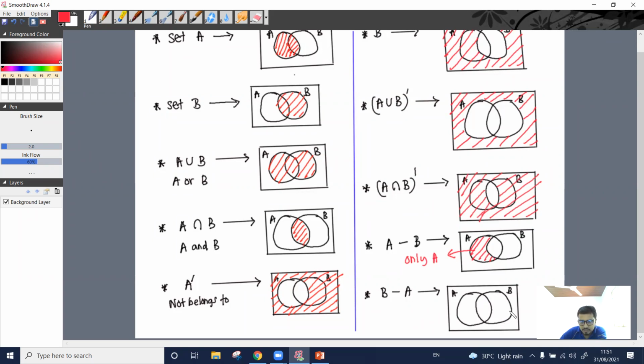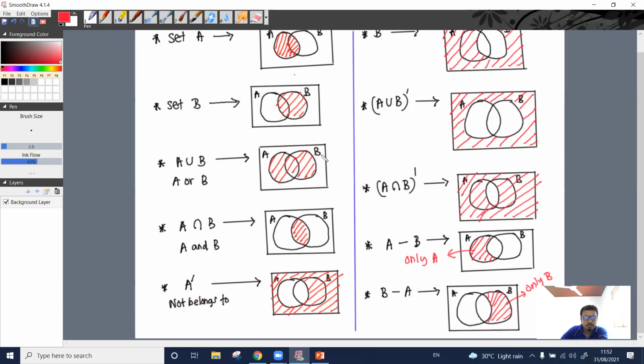B keyword in this whole circle. From that, we need to deduct A. So this portion belongs to A, so we need to exclude that. It means this particular portion, right? So this is what? This is the part belongs to only B. Only B. These terms are very important, right?